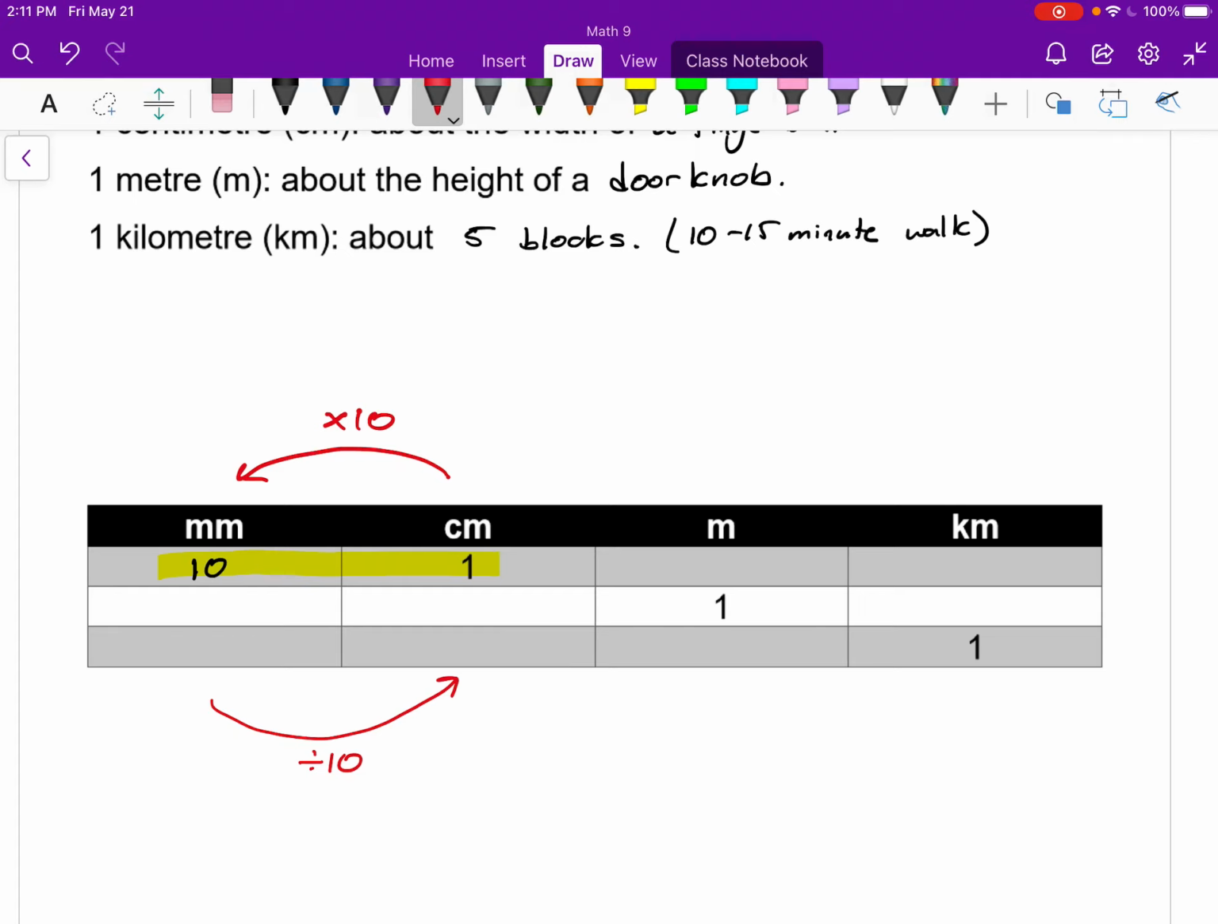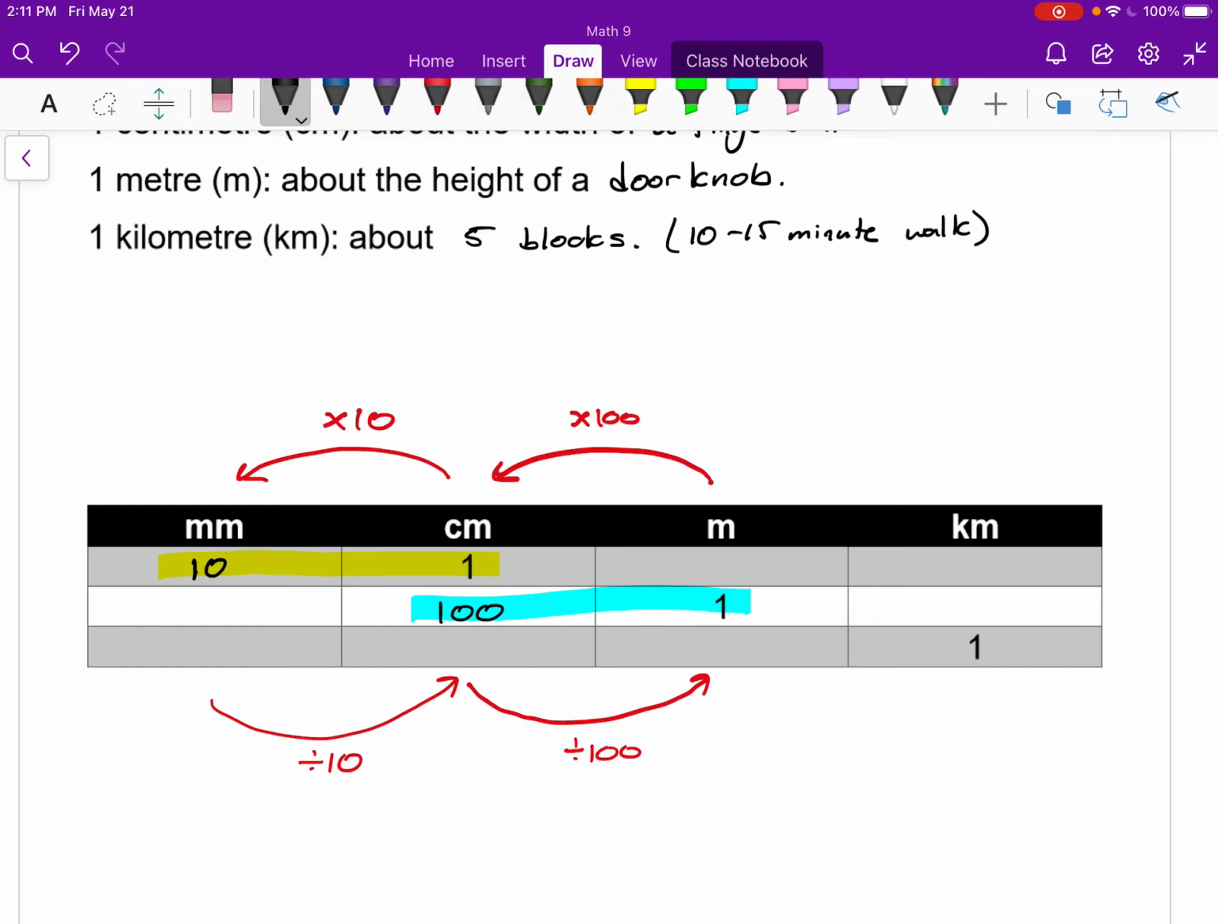Okay, so I'm going to leave the other numbers in that row blank for now. Meters. 1 meter is the same as 100 centimeters. And that's the most important conversion right here. And I can see anytime I want to go from meters to centimeters, I want to times by 100. Or if I want to go from centimeters to meters, I want to divide by 100.